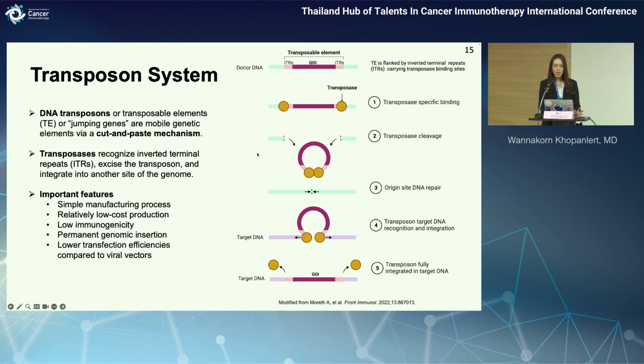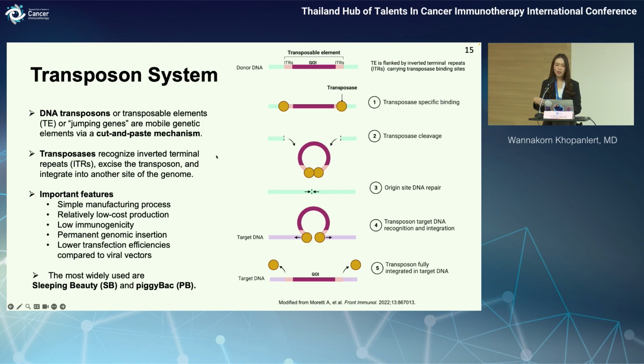So the important features of the transposon system are a very simple manufacturing process and very low-cost production compared to viral vectors, because it involves just the manipulation of plasmids and no difficult QC, as we know with viral vectors. It also gives permanent genomic insertion, leading to sustained and efficient transgene expression. However, lower transfection efficiency has been reported compared to viral vectors.